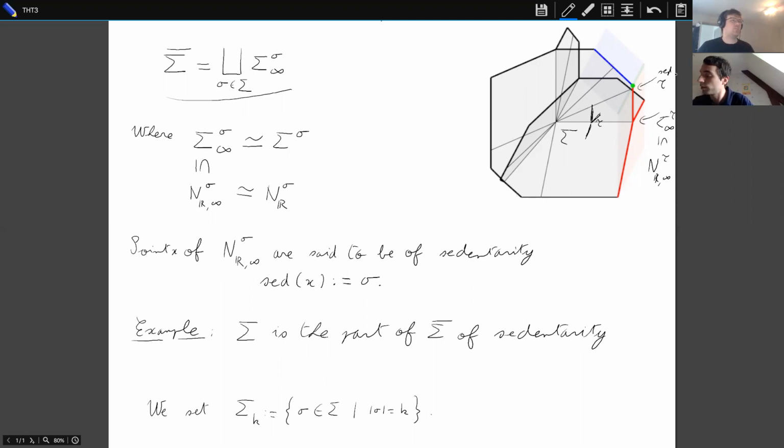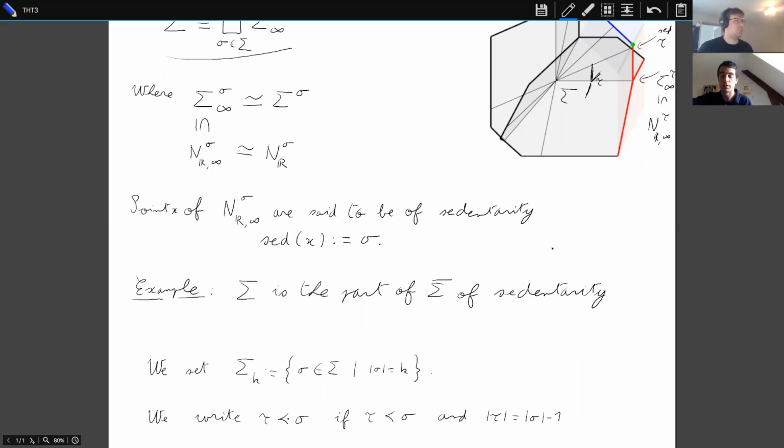So for instance, sigma, the open fan, is just a part of the compactification of sedentarity, the zero cone. Okay. So more or less sedentarity zero is the finite part. So I introduce some more notations.